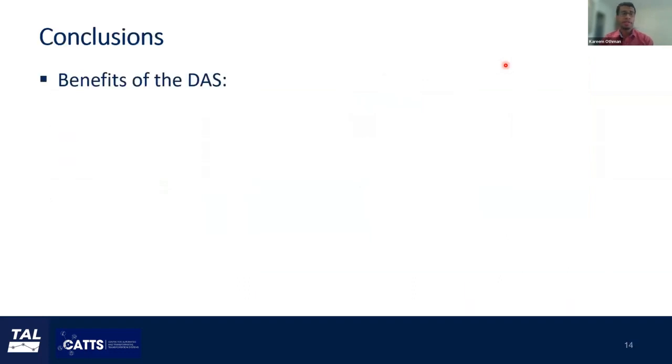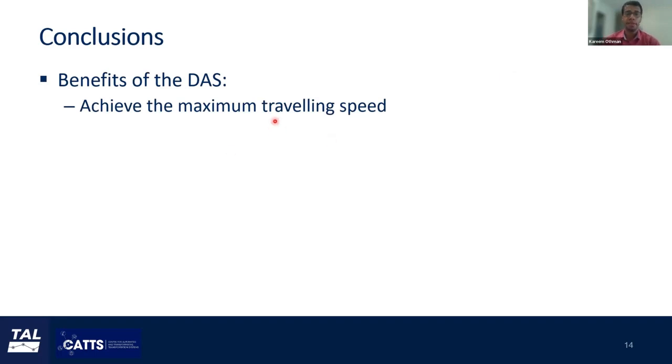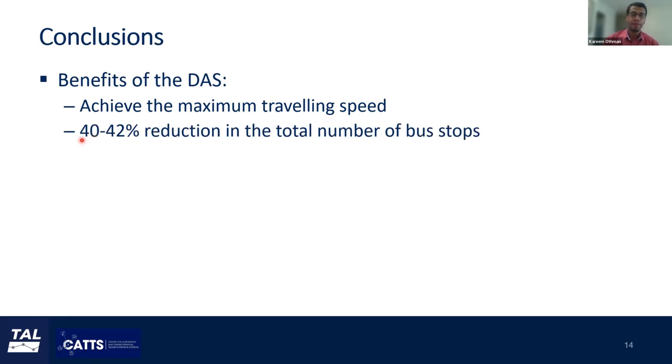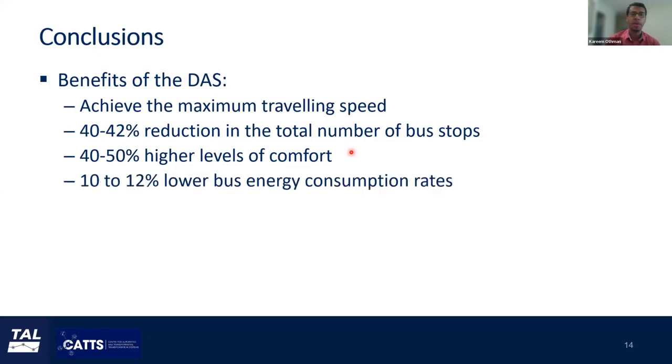So just as a conclusion, we have seen the benefits of the driver advisory system. This system can really achieve the maximum traveling speed, and at the same time, you will have 40 to 42% reduction in the total number of bus stops, which can be translated into 40 to 50% higher level of comfort and 10 to 12% lower energy consumption rates.